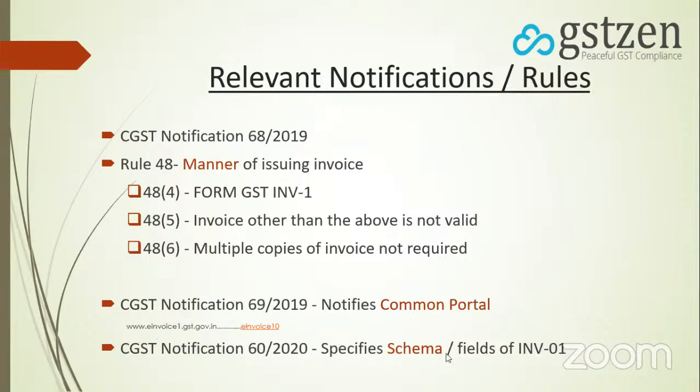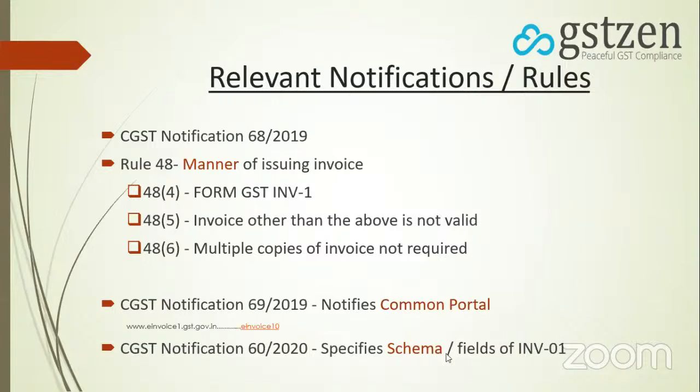Now let's look at some of the relevant notifications and rules. E-invoicing was notified by CGST notification 68/2019. Rule 48 gives the manner of issuing the invoice. So it tells you how the invoice should be issued and the rules associated. Rule 48 sub-rule 4 gives the form GST INV1. So it says every invoice should follow form GST INV1. Any invoice which does not follow form GST INV1 is not valid, and multiple copies of the invoice are not required when you are eligible for e-invoicing.